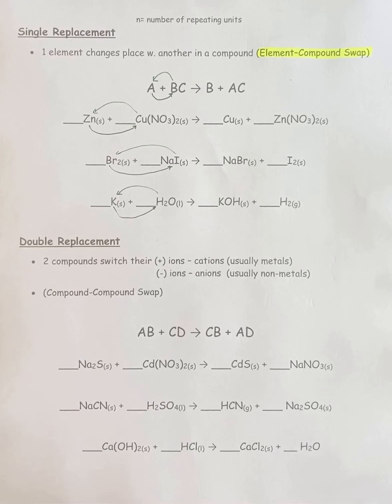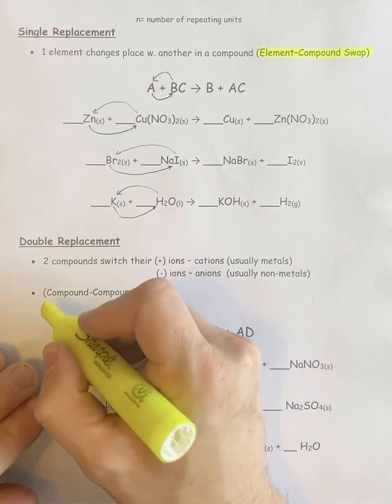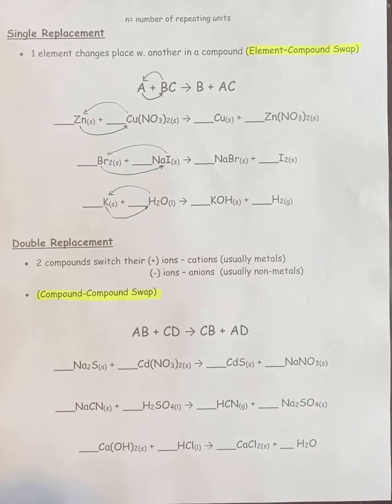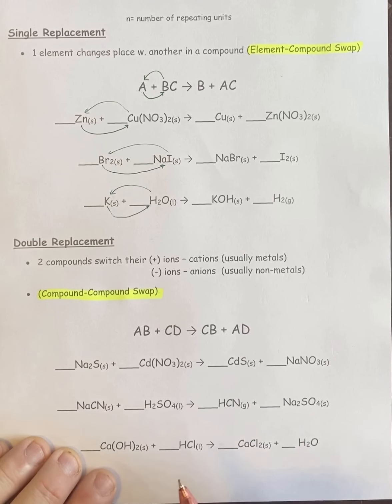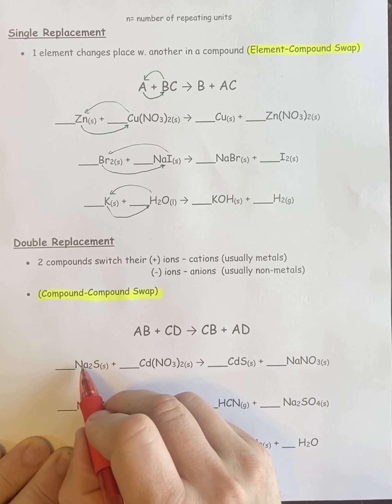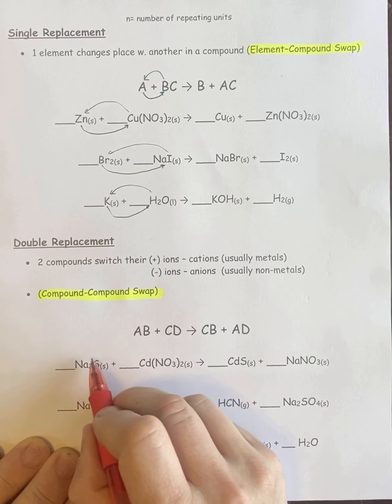And then double replacement, I like to call this one compound swap. In other words, I take 2 compounds and they swap their positive ions. Or you could word it and say, well, they're going to swap their negative ions. It doesn't matter how you say it. You end up with the same result. Meaning Na is a metal. It's going to be the positive thing in the reaction.